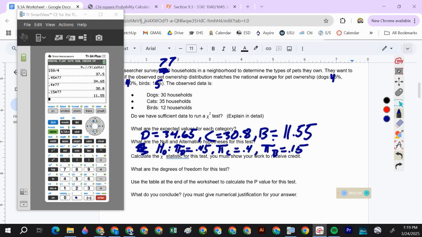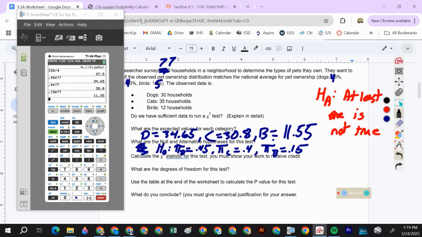What would the alternative say? At least one is not the same, is not true. So our alternative hypothesis, HA, says at least one is not true. One of those proportions. Okay. Everybody good? All right.